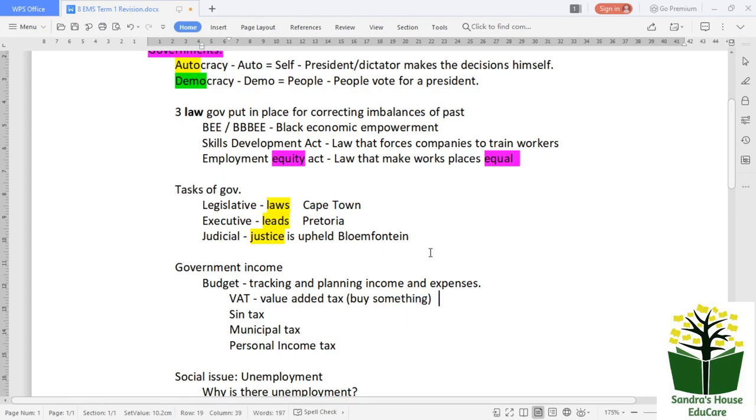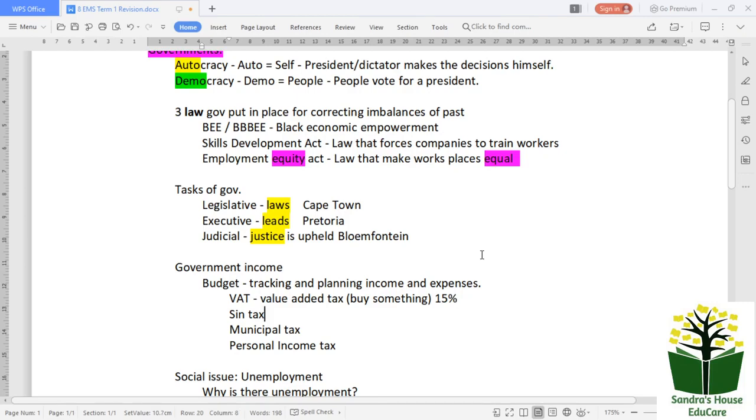So if you buy a chocolate, then you pay VAT on that. The VAT in South Africa at the moment is 15%. So on everything that you buy in the shop, you pay 15% extra that goes towards the government. Some things are not taxable, like bread, for example, so that you don't pay VAT on because it's the basic need of everybody.